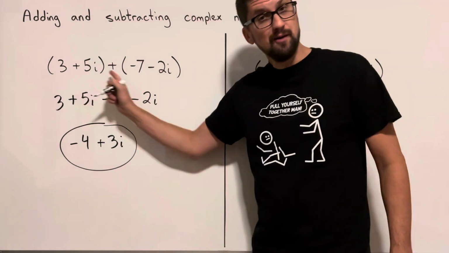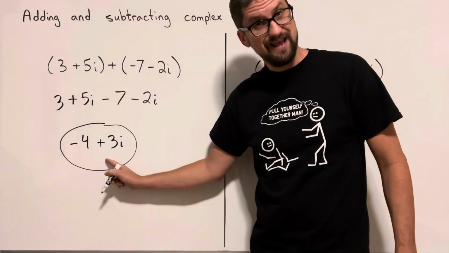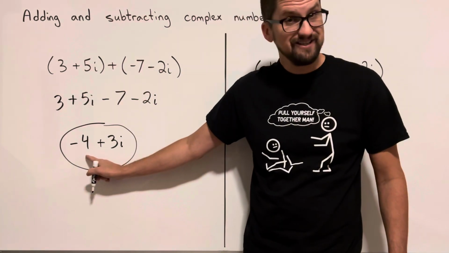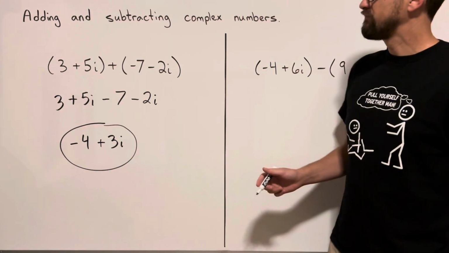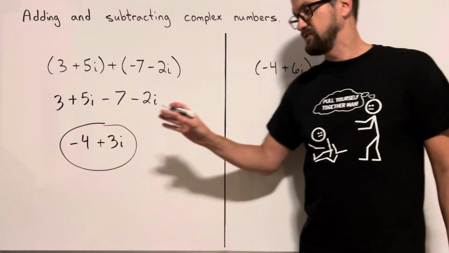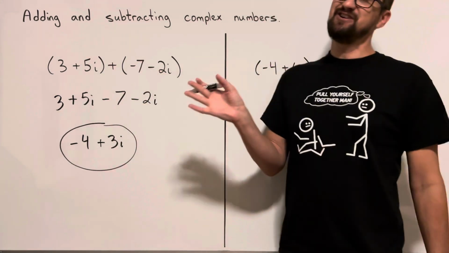So you're adding two complex numbers and we end up with a complex number here, where the real part is -4 and the imaginary part is 3i. That is adding complex numbers. Now subtracting is very similar.